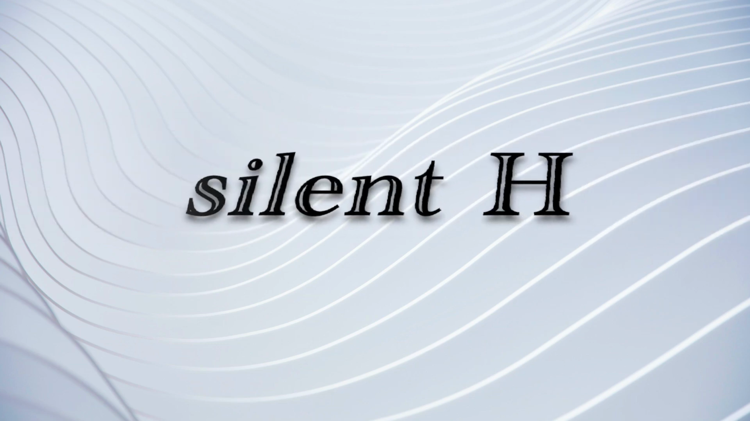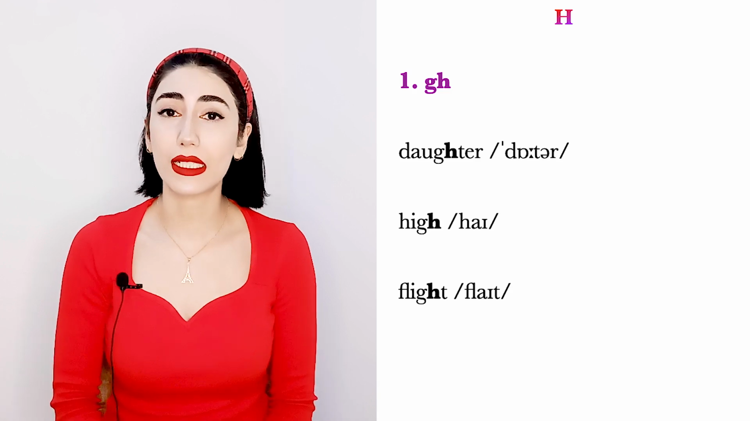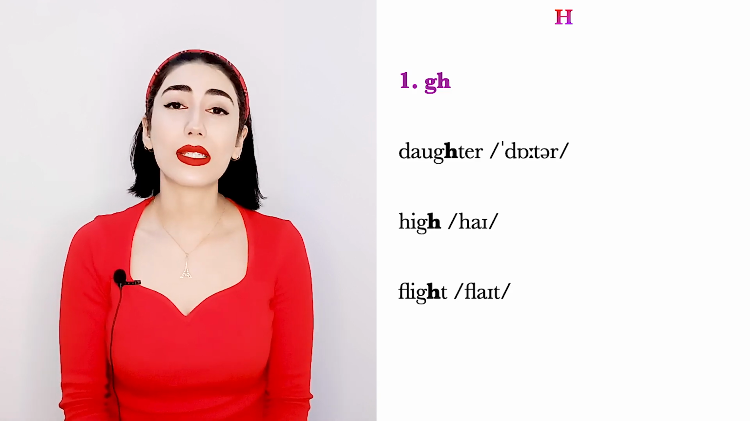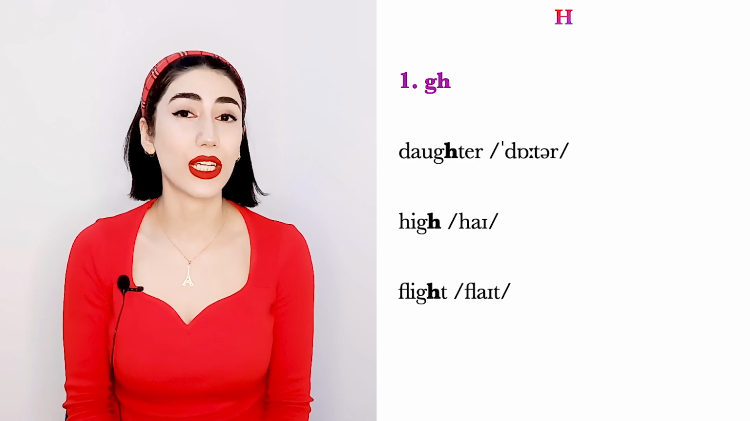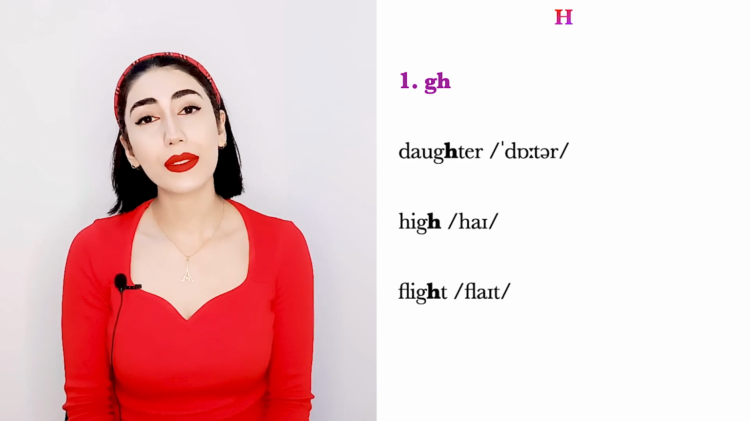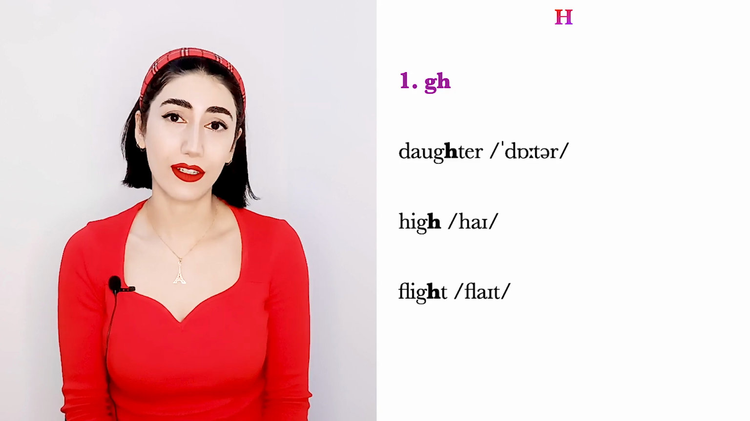And now H. Wow, this is like the master of silent letters. It has 5 situations to be silent. The first one is when we have GH that we saw in the previous letter, and both can be silent, yeah, both G and H. Other examples, daughter, high, flight.